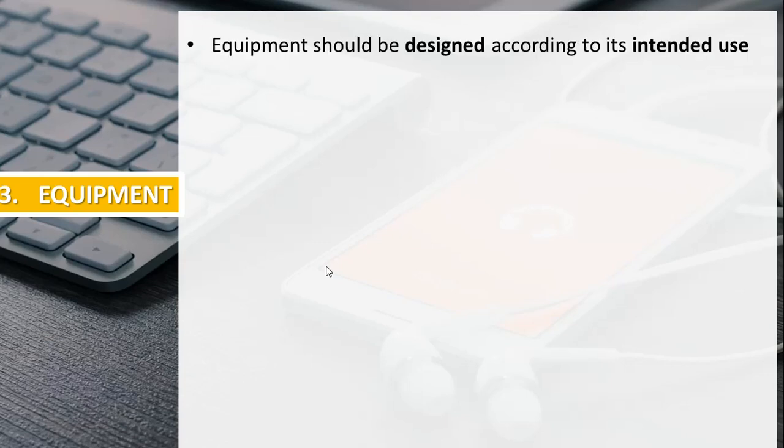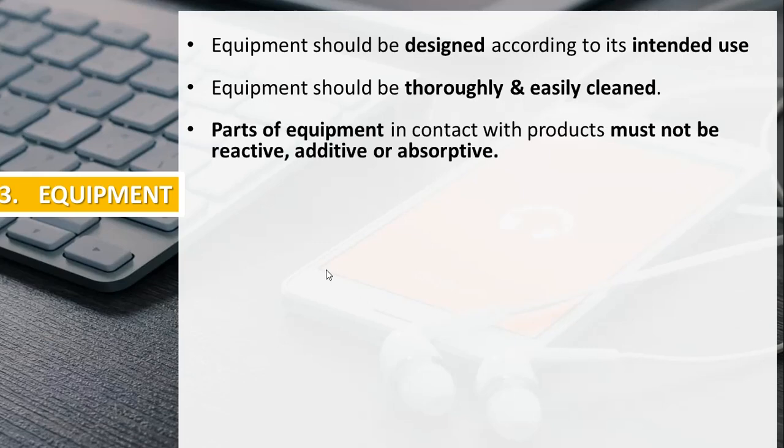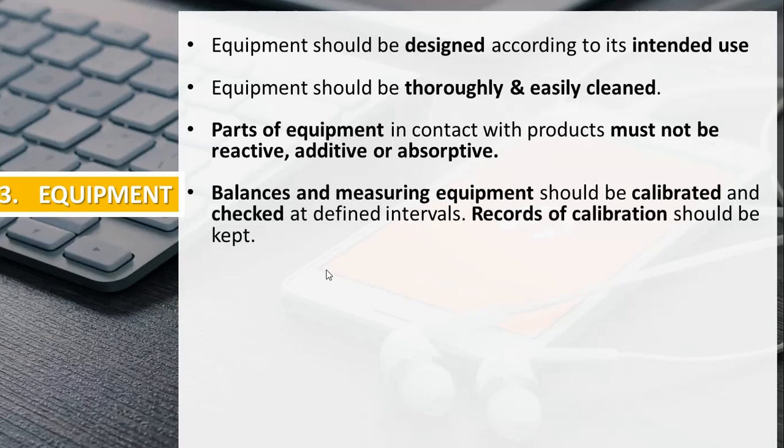Meanwhile, equipment used in the manufacturing process is required to be suitably designed for its intended use. It should be easily and thoroughly cleaned. Parts of equipment that are in contact with the products should not be made of reactive, additive or absorptive materials. All balances and measuring equipment must be timely calibrated and checked. All calibration activities must be recorded.